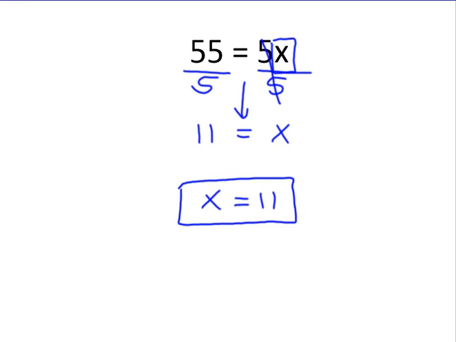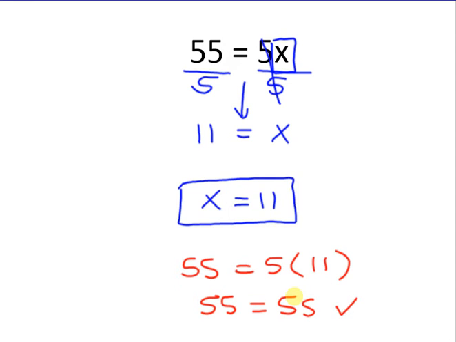And with the adding and subtracting ones, the same rule applies here. You should always check your answer. So I'm going to plug it back in. 55 equals 5, and then I'm going to plug 11 in for x. So 55 equals 5 times 11 is 55, and so the answer works out perfectly.